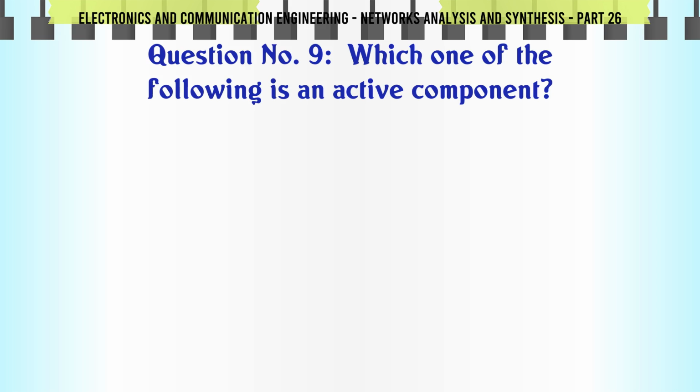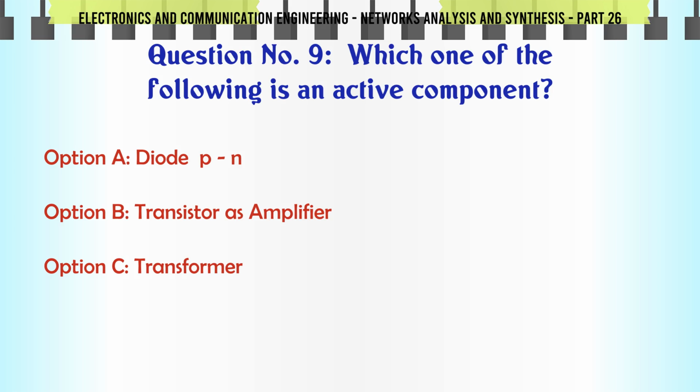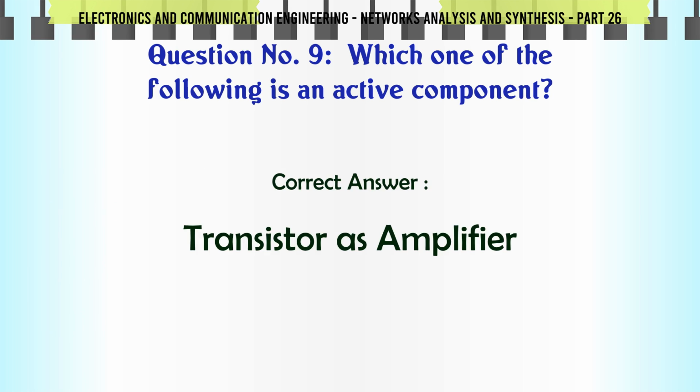Which one of the following is an active component? A, PN diode; B, transistor as amplifier; C, transformer; D, inductor. The correct answer is transistor as amplifier.